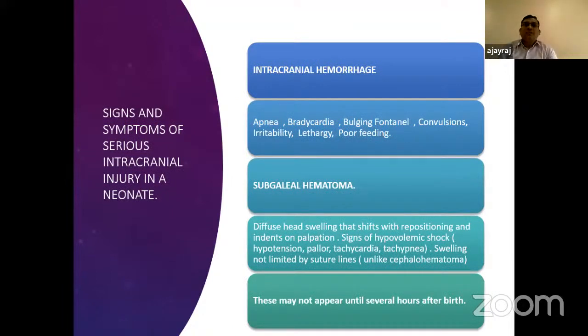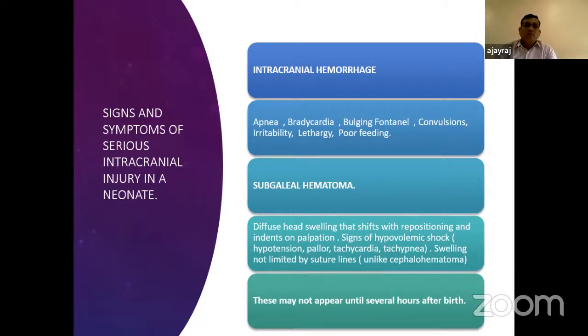Signs and symptoms of serious intracranial injury in a neonate. How to diagnose that we have done something wrong with the fetus? Intracranial hemorrhage: apnea, bradycardia, bulging fontanelle, convulsions, irritability, lethargy, and poor feeding. All these signs may indicate intracranial hemorrhage.